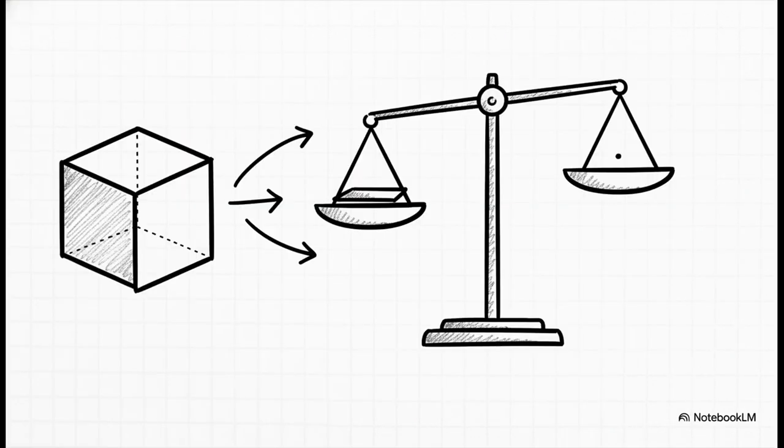And this all leads to a really beautiful idea called the rank nullity theorem. Now, this isn't just some formula to memorize. It's a statement about conservation. It says that the dimension of the stuff that gets lost, the kernel, or nullity, plus the dimension of the stuff that remains, the image, or rank, has to add up perfectly to the total dimension of the space you started with. What's lost plus what remains equals the whole.